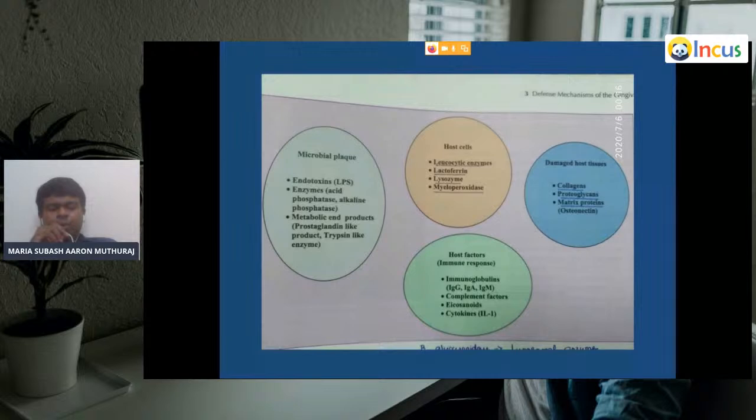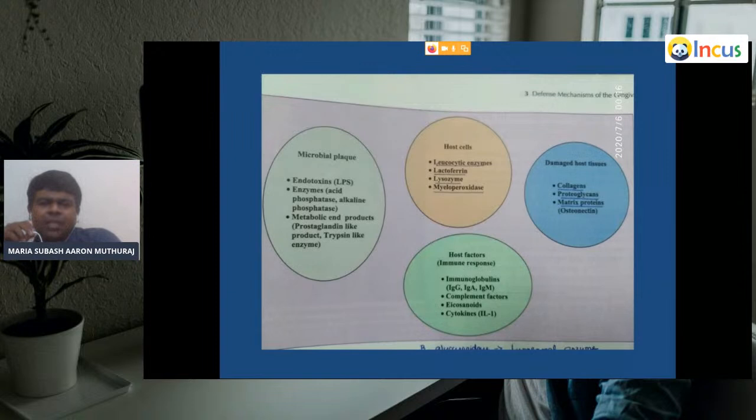IgG is the predominant immunoglobulin present in the GCF, whereas IgA is the predominant immunoglobulin present in the saliva. Some of the damaged host tissues also will be seen in the GCF, where the destructive activity is more. The byproducts of collagen, proteoglycans, and matrix proteins, for example osteopontin, are also present in the GCF.